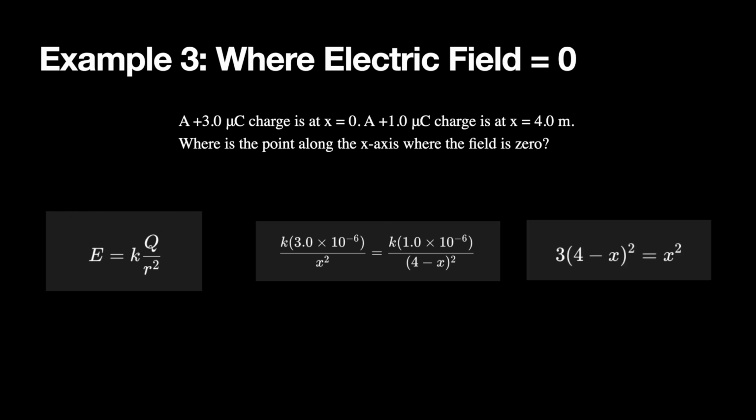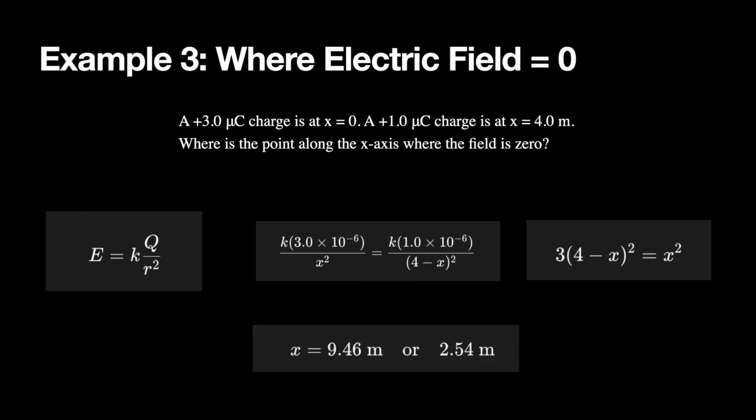Well, after cross-multiplying, simplifying, and canceling, this is what we get, and we get this quadratic. And you can just put this into your calculator to solve, and you get 2 solutions. But conceptually, the only region where a test charge would experience an electric field equal to 0 would be between the 2 test charges, as they're both positive. So therefore, the first solution gets canceled out.